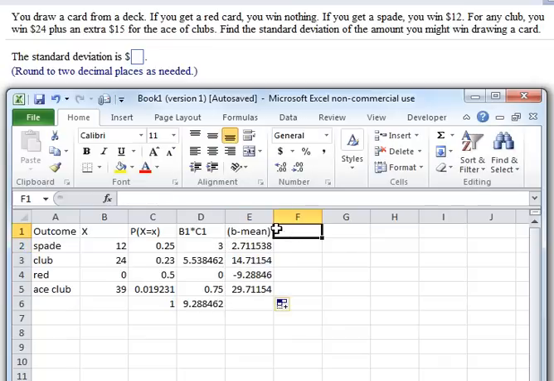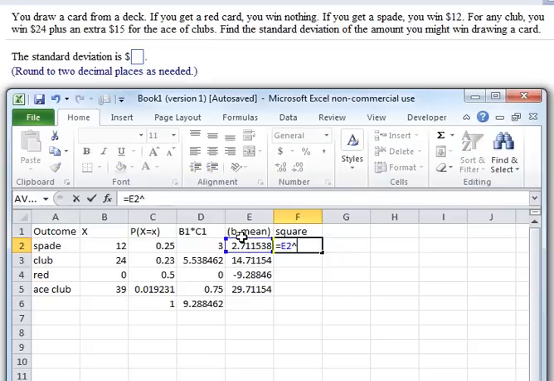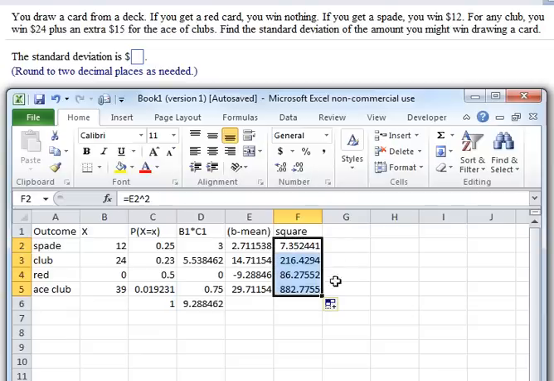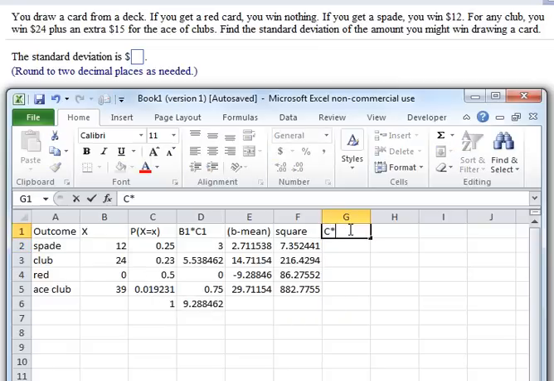And then you want to square those deviations. So you'll just do equals this number and you square it. You can also do this all in one line. Then you want to multiply your squared deviations by the probability that they occur. So that's column C times column F. So you'll do equals the probability, which is C, times the square of the deviation. And you'll draw that down.